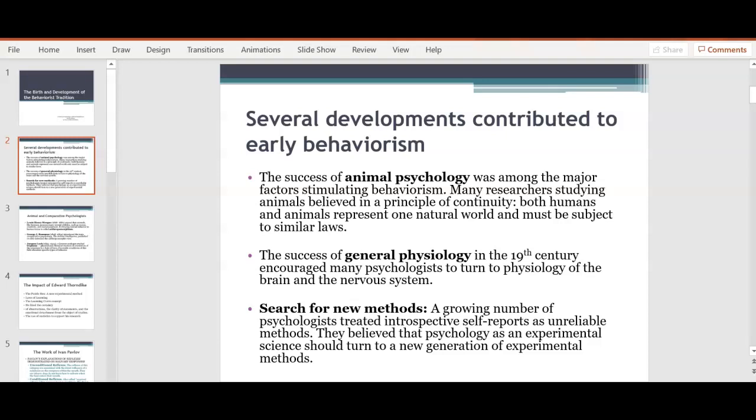Both humans and animals represent one natural world and must be subject to similar laws. So basically, in the history of psychology, we've always studied behaviorism and things like that on animals.